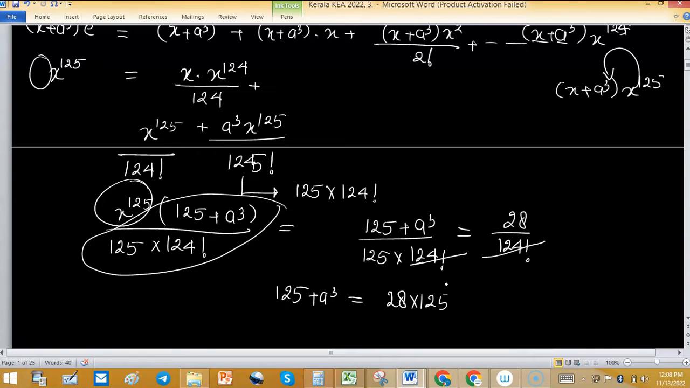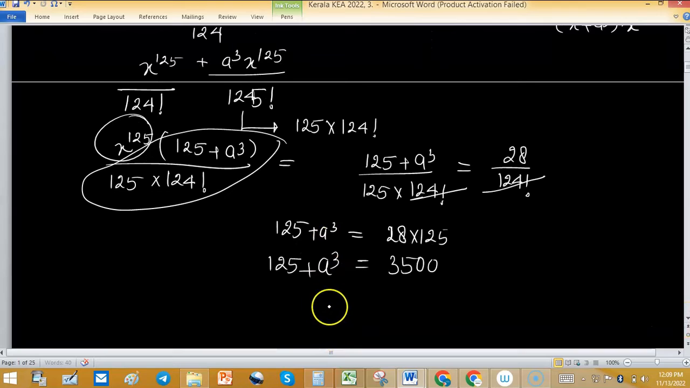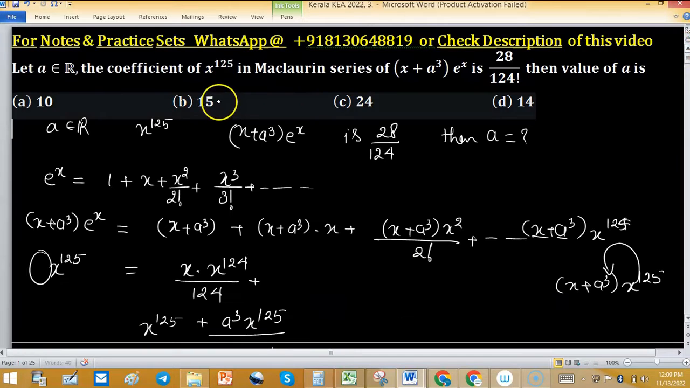Now multiply these two. 125 into 28, we are getting 3500. This equals 125 plus a cube. Now find the value of a from this, we will get a equals 15. So which option is giving the value 15? Option B is correct.